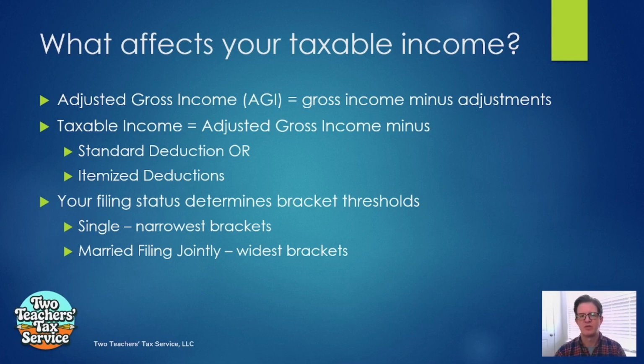What affects your taxable income? Well, first of all, your adjusted gross income is your gross income minus any adjustments. Your taxable income is your adjusted gross income minus either the standard deduction or itemized deductions. And your filing status determines your bracket thresholds. If you are single, you have the narrowest brackets. If you are married filing jointly, you have the widest brackets, and head of household is in between the single and the married filing jointly.